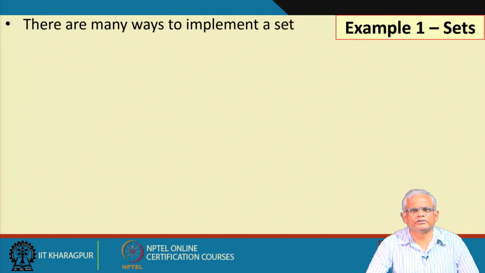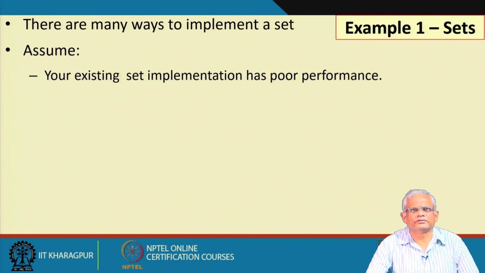Now, let us try to explain the working of this pattern using a simple example. Let us say we have a class set. It supports various operations on a set: add, delete, etc. Now, let us say our class for set implementation has poor performance.